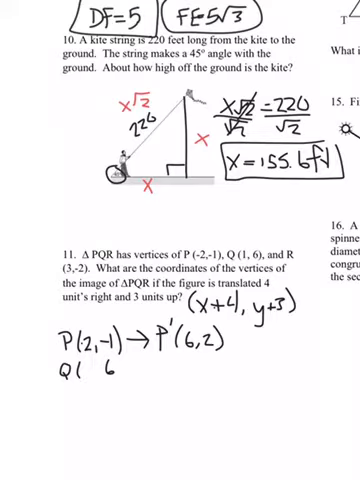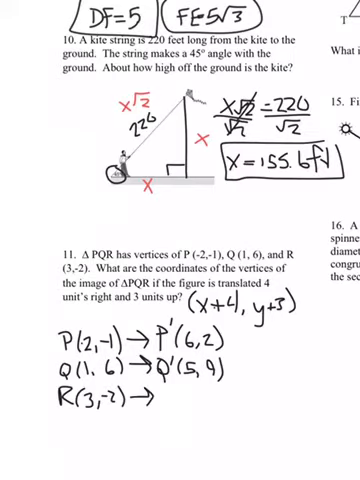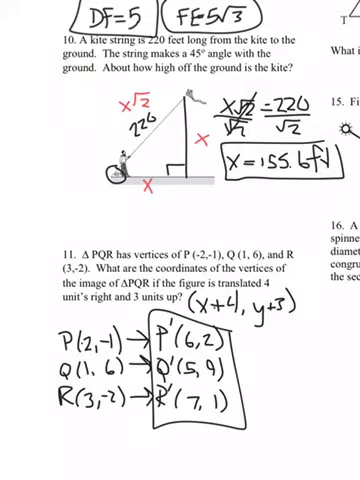Hopefully next year I'll have a better pen, because this one doesn't work very well. 1, 6 becomes 5, 9, and R, which is at 3, -2, becomes R prime, which is at 7, 1. And there you go.